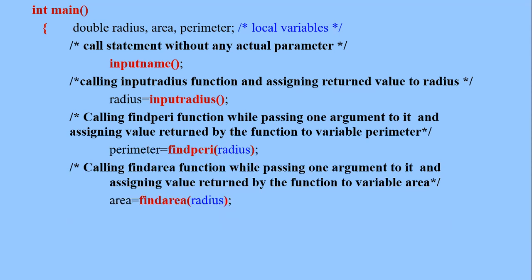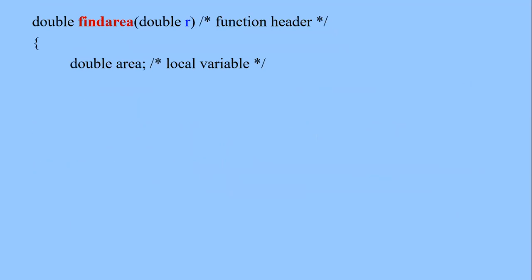So once this call statement is encountered, it will invoke the function called find_area. So the control will be taken to that function. Here it is. This function is receiving one parameter of type double, what is enclosed in parentheses. This formal parameter, formal, not actual, is a placeholder. You can see it is being called R. The name does not matter.